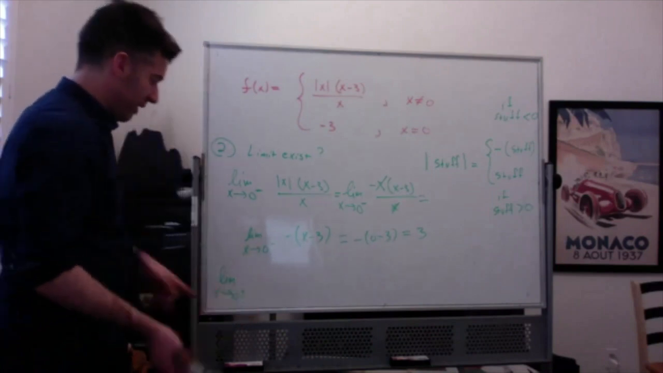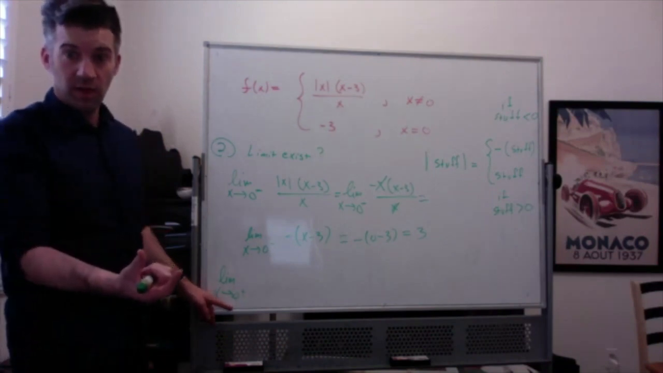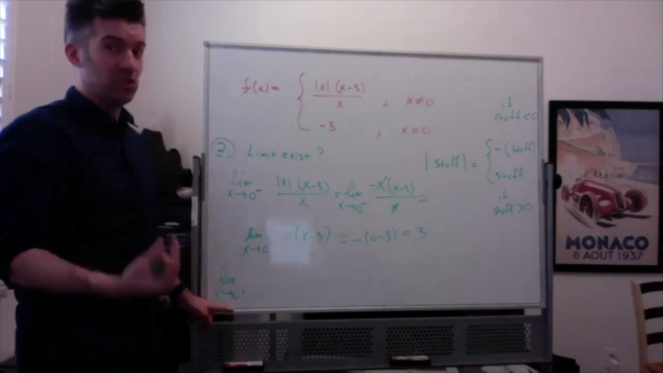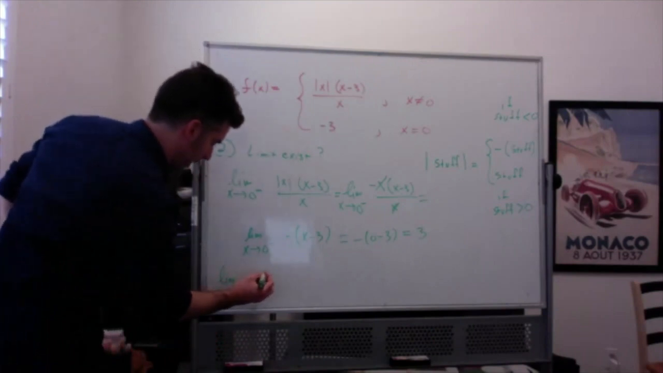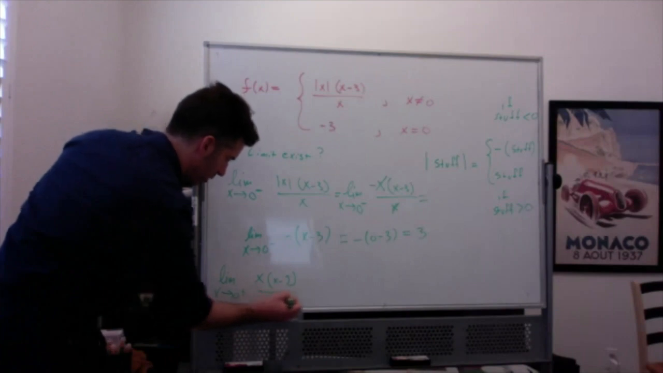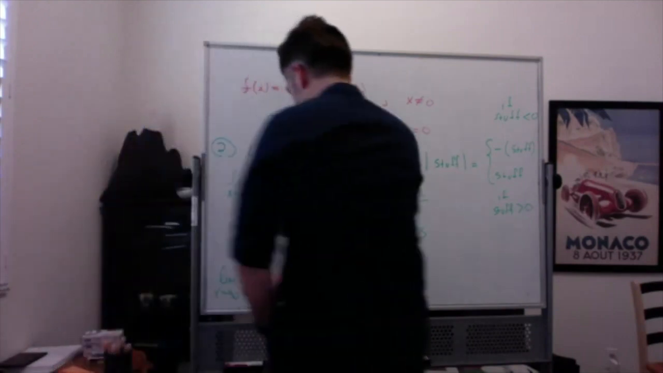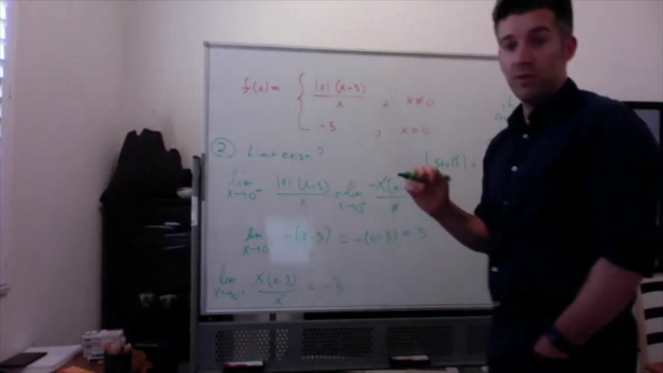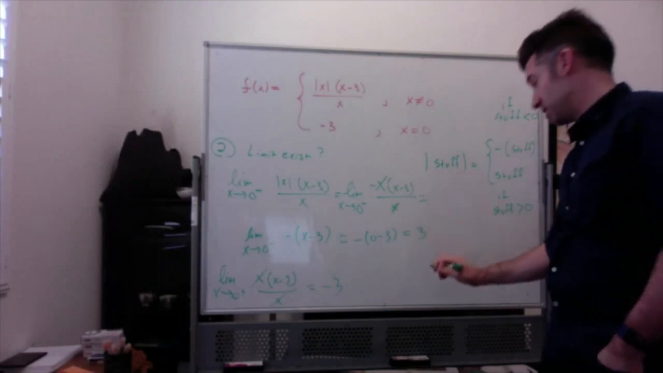And I'll point out that if x is approaching 0 from the right, x is larger than 0, which means the absolute value of x is the absolute value of a positive number, which is just the number. So the absolute value of x, I'm actually just going to write x times x minus 3 over x. The x's cancel, and now you plug in 0 for x, and you get negative 3. So this function is discontinuous at 0 specifically because the limit does not exist.